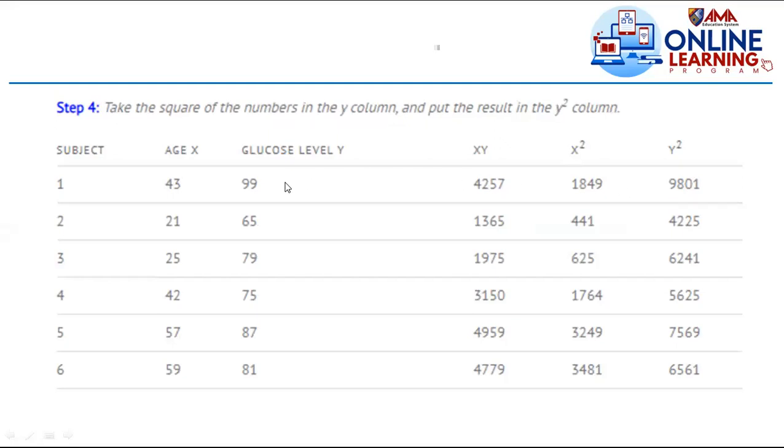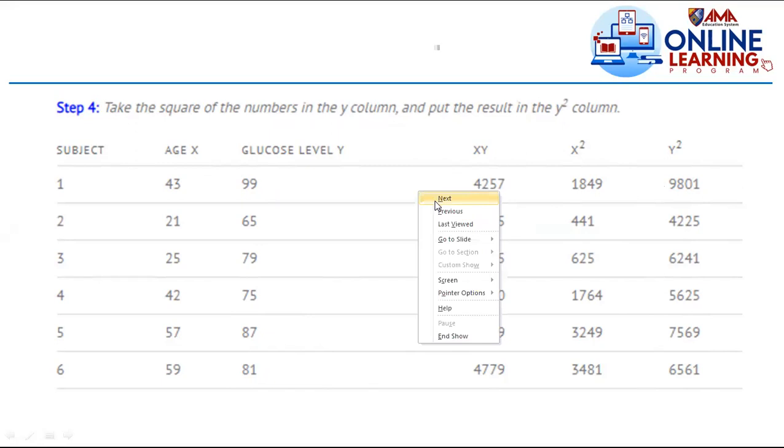Ito na siya. 99 squared is 9801. 65 squared is 4225. 79, 6241. 75, 5625, 87, 7569, 81, 6561. Pag kabisado po ng Excel, madali lang po ito, no? Sa Excel po natin gagawin. Kung kabisado po dyan, no? Okay? So, okay na yung column 1, 2, 3, 4, 5, 6 natin. Filled up na po siya.